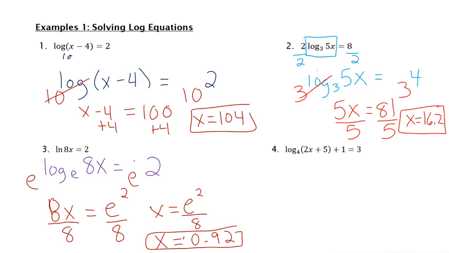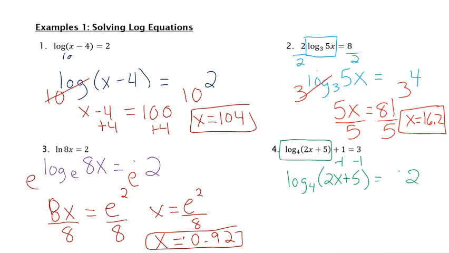For the last problem, same thing. I'm going to go ahead and isolate my log first. Parentheses are really helpful so you can kind of see that 1 isn't actually with the log. It's kind of hanging out there. We're going to go ahead and subtract 1. So log base 4, 2x plus 5, equals 2. I'm going to leave a little blank here.